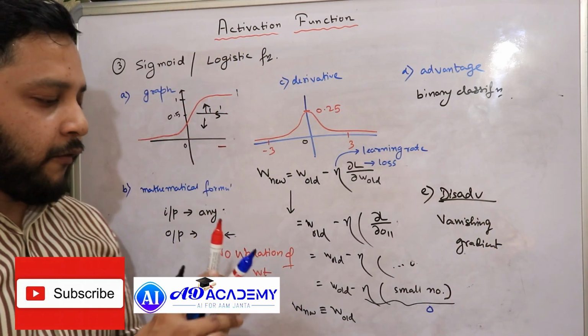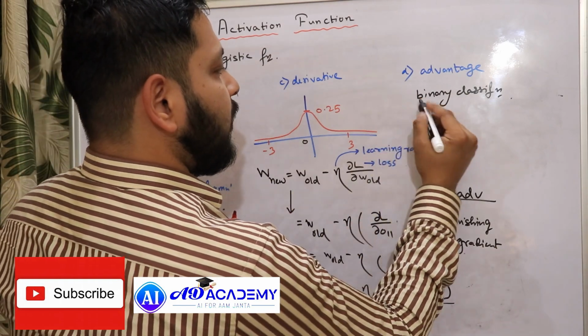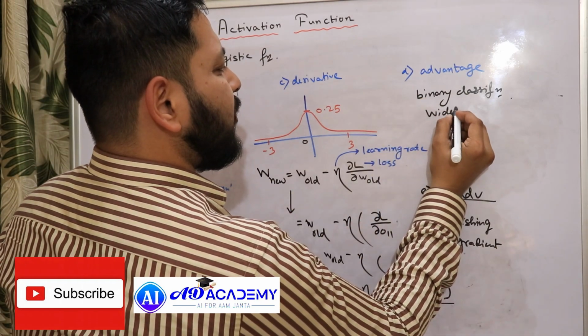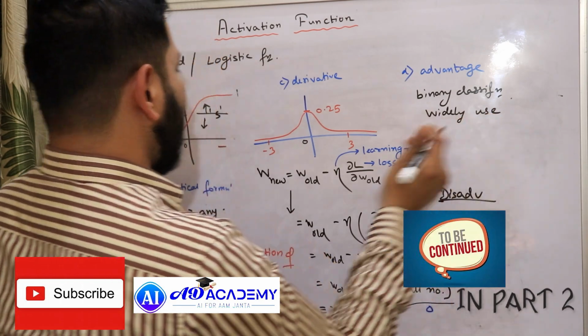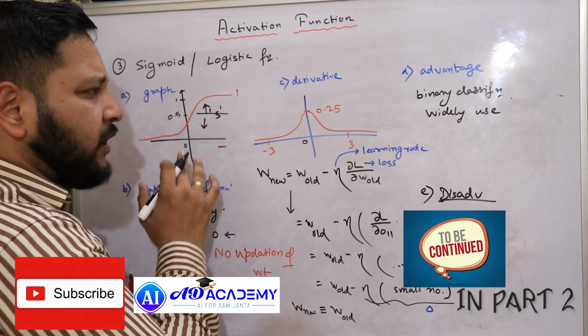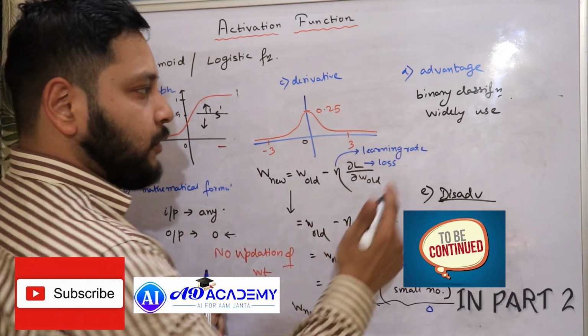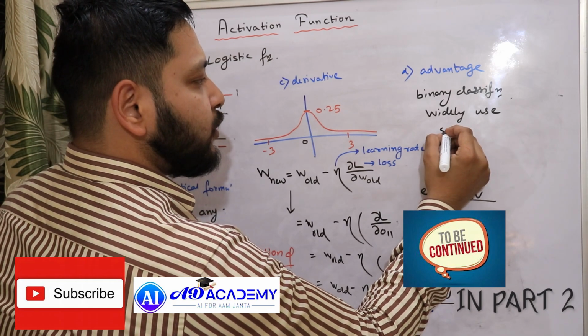The logistic or sigmoid function is widely used. In most classification problems, this is generally used. And since this is an S-shape, a very smooth function, there will be no jump in the output values. It is a smooth function.